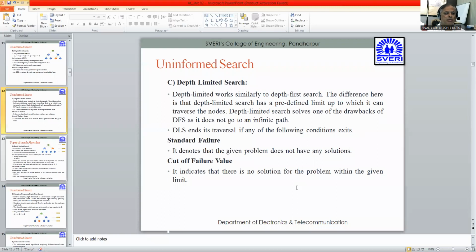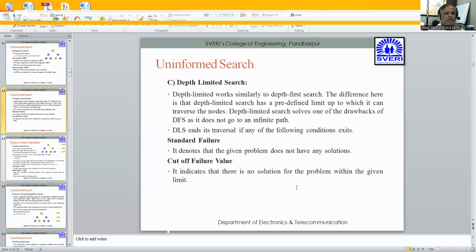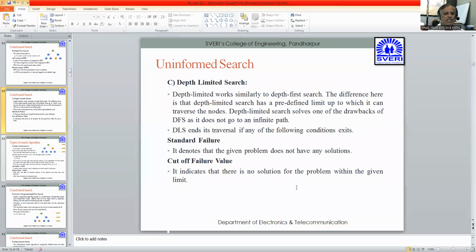And DLS actually ends its traversal if any of the following conditions exist. So what are the conditions? Standard failure. It denotes that the given problem does not have a solution. Okay, it will end if this happens.